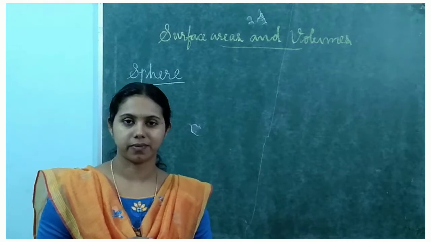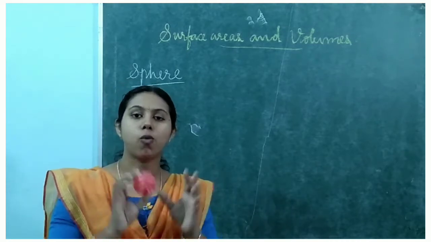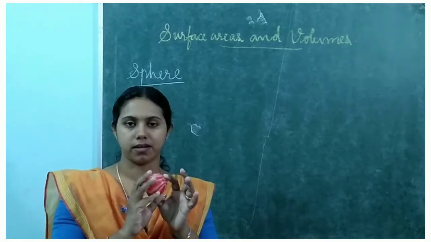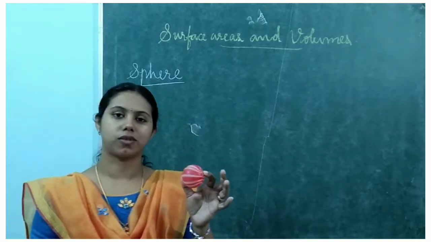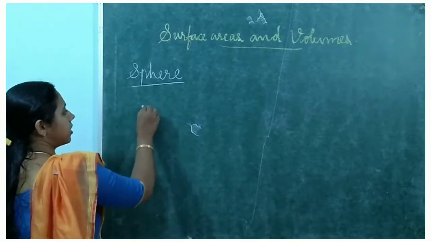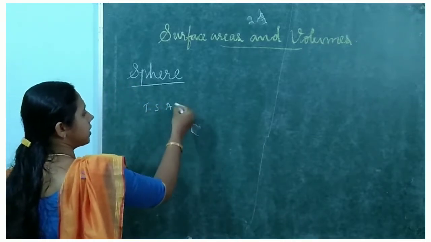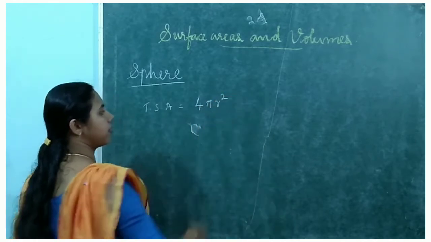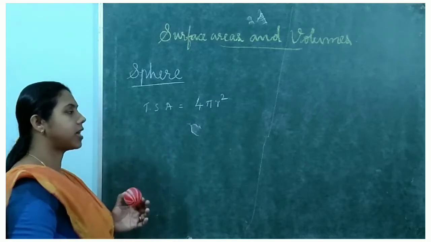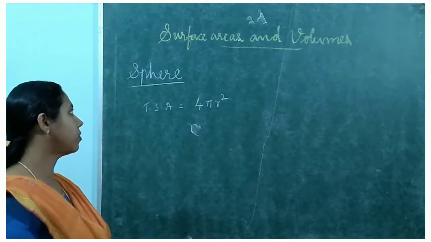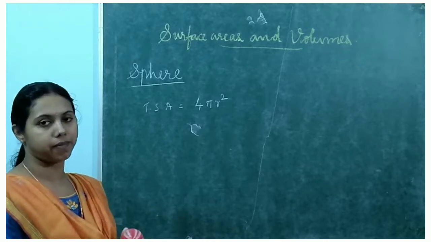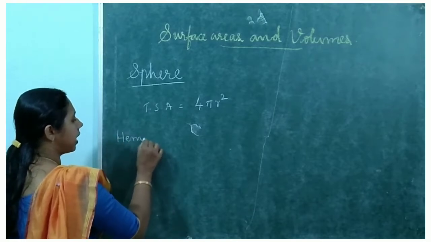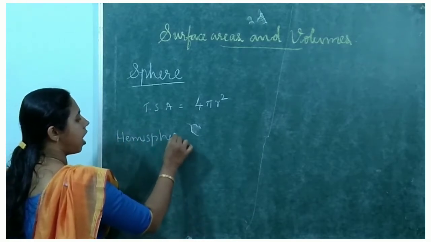Next is a sphere. We know that a sphere has only one face. The total surface area of the sphere is equal to how much? Total surface area or surface area of a sphere is equal to 4 pi r square. Then next one is a hemisphere. You know that hemisphere is the half of sphere.